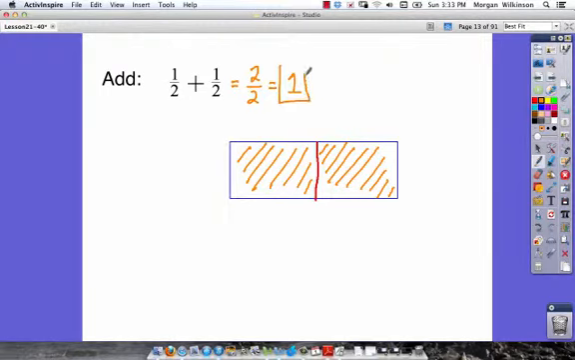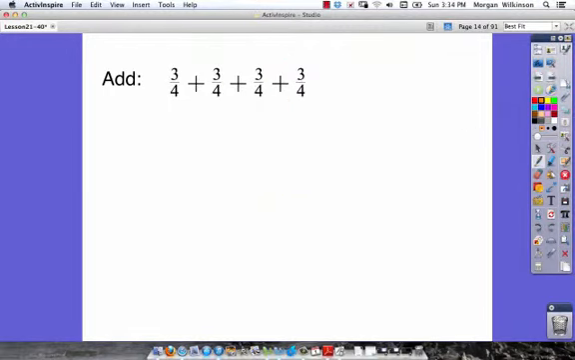So we can simplify. Notice again, 1 plus 1 is 2. Our denominator stays the same whenever we add or subtract fractions. We simplify or reduce when we can. 2/2, as we see, is the same thing as 1. Let's go ahead and move on to our next example.